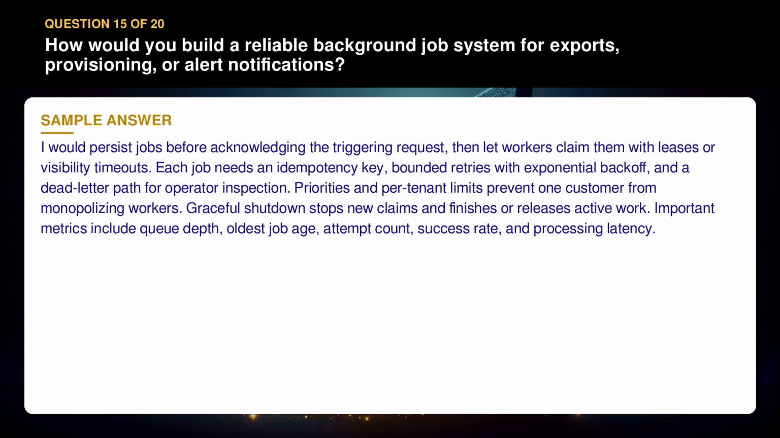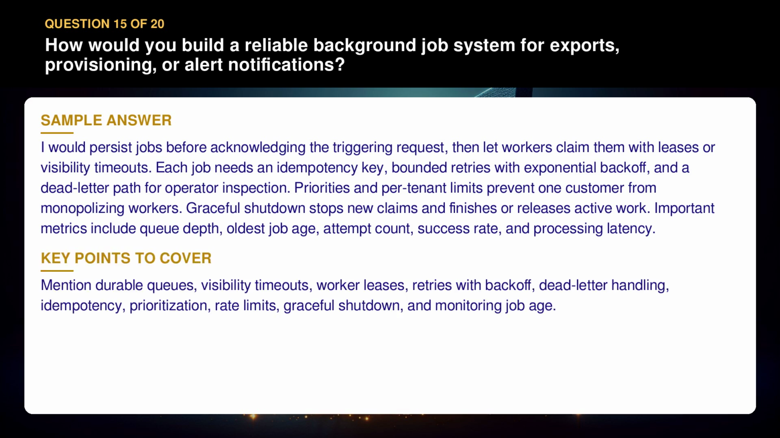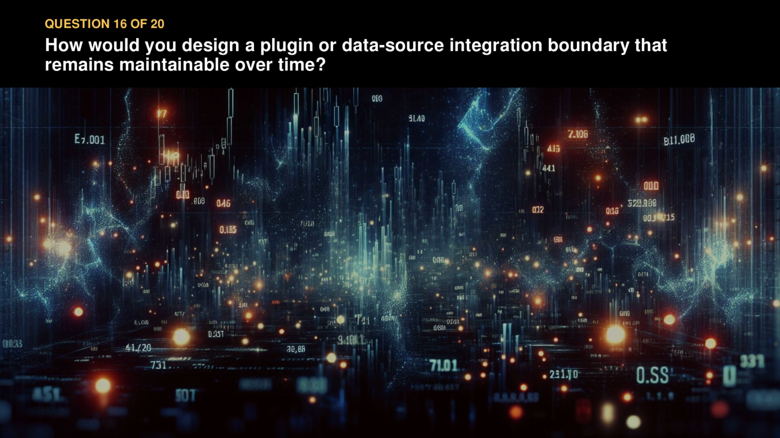Graceful shutdown stops new claims and finishes or releases active work. Important metrics include queue depth, oldest job age, attempt count, success rate, and processing latency. Mention durable queues, visibility timeouts, work releases, retries with backoff, dead letter handling, idempotency, prioritization, rate limits, graceful shutdown, and monitoring job age.